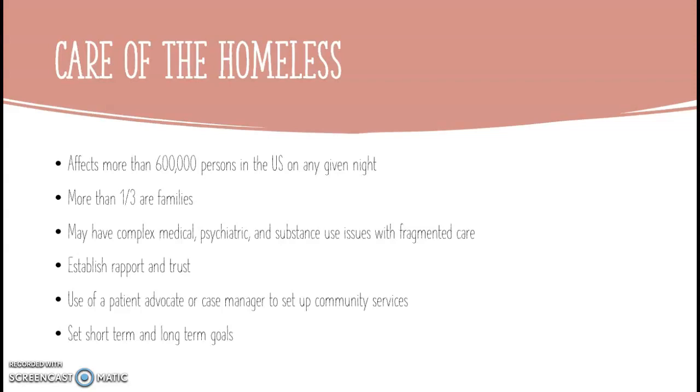Homeless patients. So homelessness affects more than 600,000 persons in the United States on any given night of the week. About a third of those are families. And these patients are going to have a lot of complex medical, psychiatric, and substance abuse issues. And they're going to have a lot of fragmented care because they may seek care in emergency departments, urgent cares, clinics, and they may have care kind of all over the place, and they may not go to necessarily one place. You want to make sure to establish rapport and trust because depending on where they go or who they see, they may not have the best relationship with medical care providers.